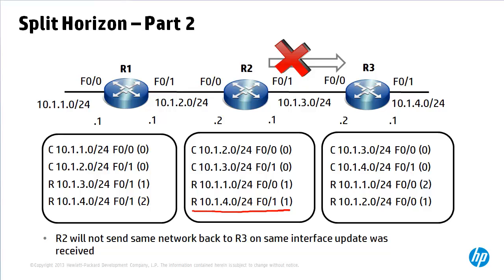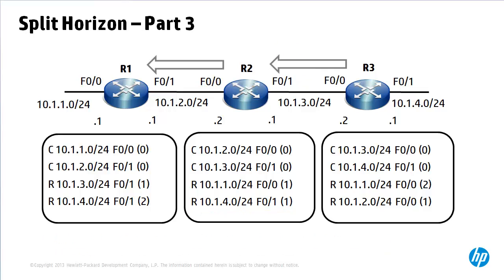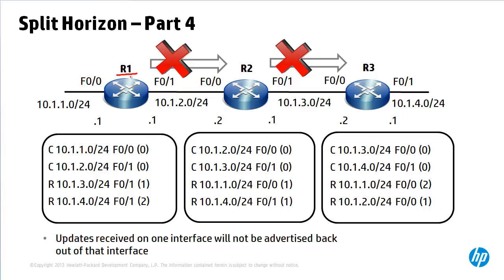It's not useful to send information about a route back in the direction from which the original information came. However, if router 2 learns about this network, 10.1.4.0, from router 3, it will advertise that information to router 1 because it's sending the update out of a different interface. But because of split horizon, it will not send it back to router 3. By the same token, router 1 will not advertise that information back to router 2. So updates received on one interface will not be advertised back out of that same interface.